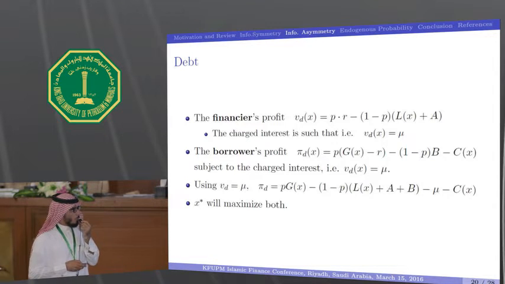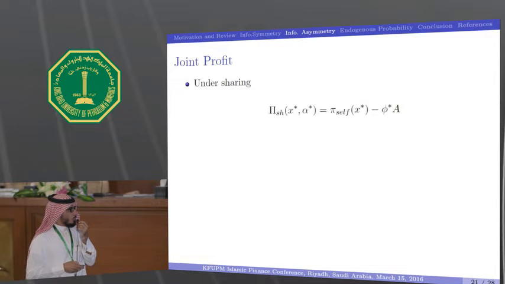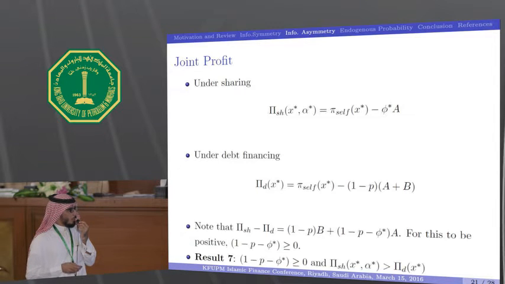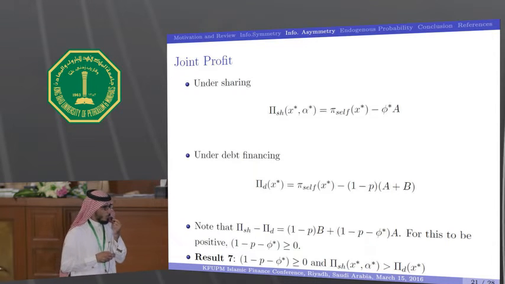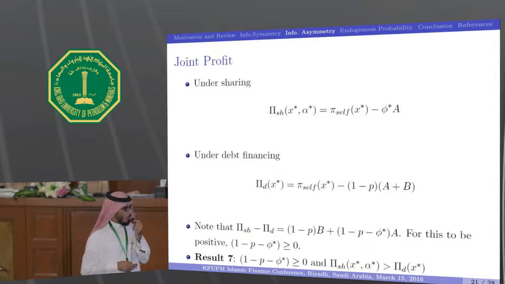Now, comparing both schemes, for joint profit we find that under sharing, the joint profit is greater than that under debt financing. This is result 7. We prove that this is positive, which says that the joint profit in the sharing setting is greater than the joint profit under debt financing.